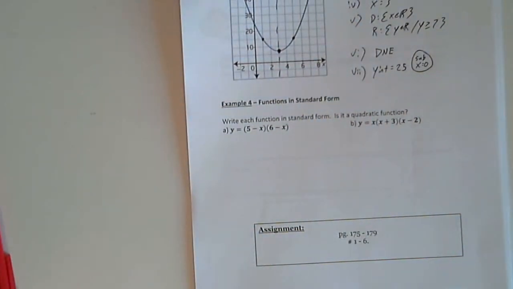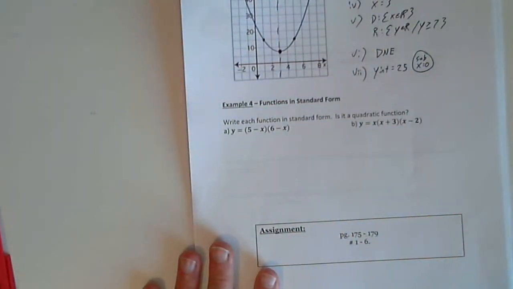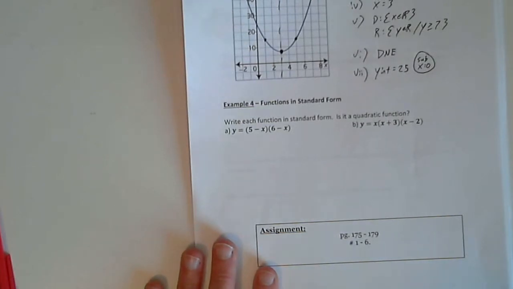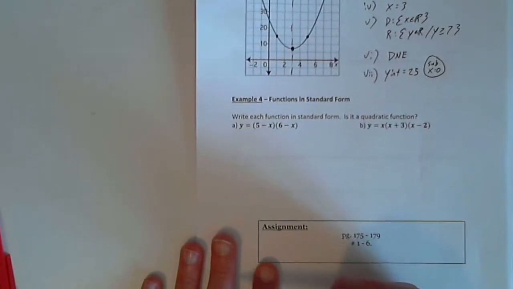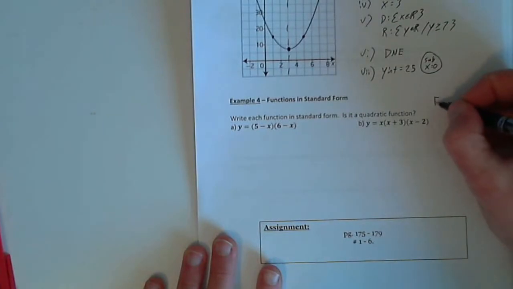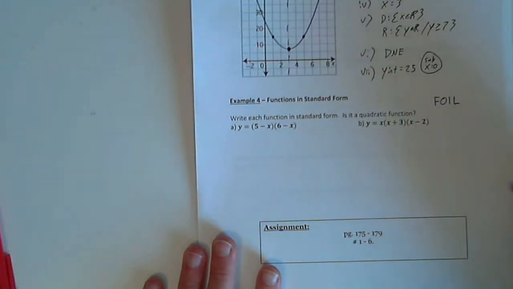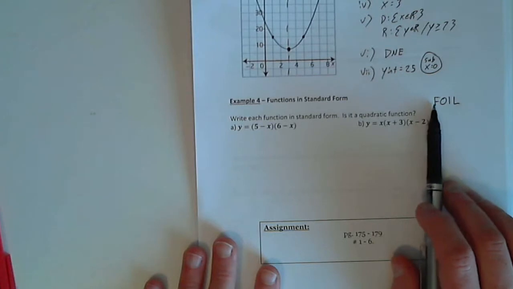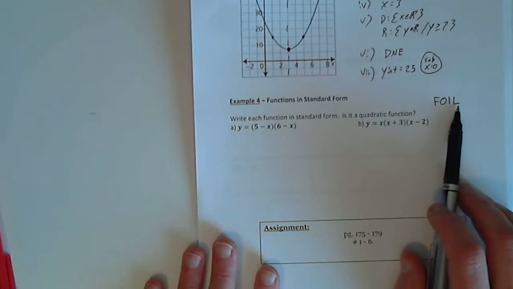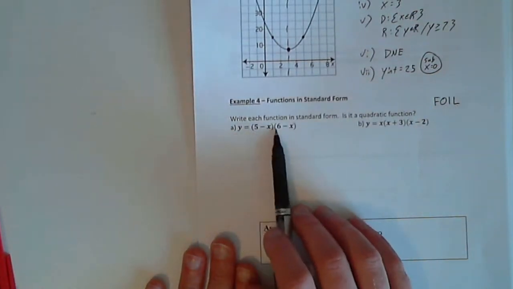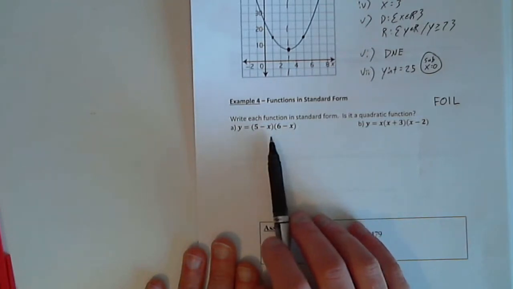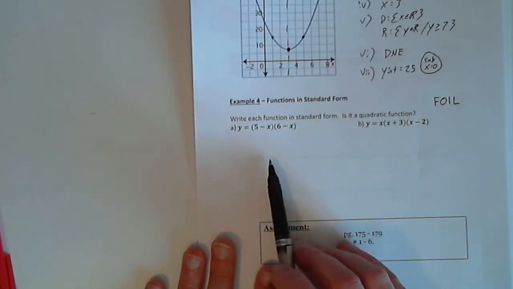Functions in standard form. So we're nearing the end of the first lesson. Oh, we're missing something there. Oh well. Write each function in standard form. Is it a quadratic function? So now we need to be able to expand. Hopefully we can remember our FOIL. FOIL is an acronym that says first, outside, inside, last. So in this one, it's kind of in the wrong order. X's are at the back, usually they're at the front. We'll just rearrange it at the end though.